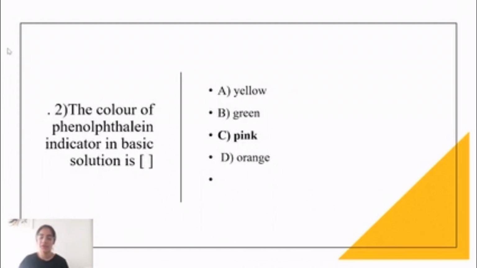The color of phenolphthalein in basic is pale pink, in acidic is colorless.